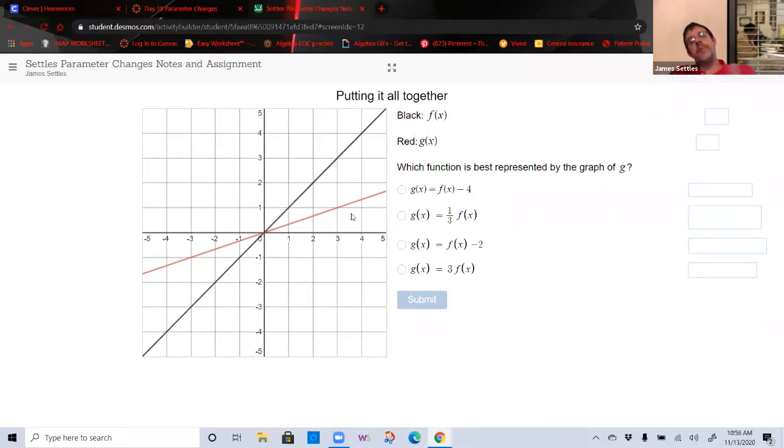So right off the bat, just looking at this, I noticed that the y-intercept didn't change. So if you look over to the right, I know that there is no way it's going to be the answer that has -4 or -2 at the back, because -4 and -2 means that it would have moved down 4 and down 2. This didn't move at all. We see that the slope is still positive, so I know that the answer is either going to be G. They're both G, stupid. All right, it's either going to be 1/3 f of x or 3f of x.